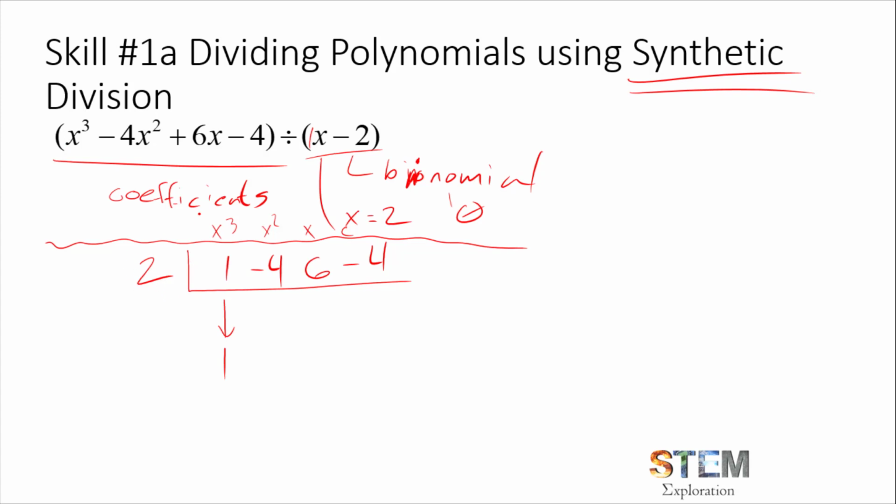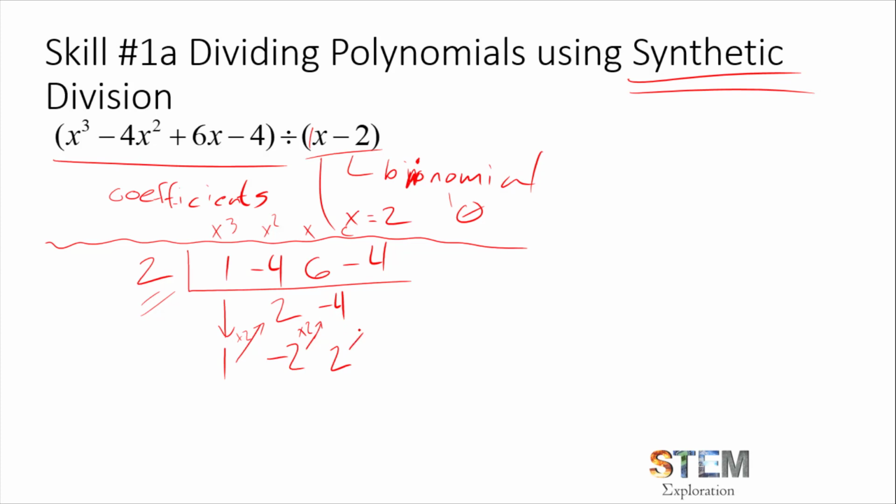The reason that you take the root is that it already applies the minus sign as you go through it. Then you always take this number and multiply it by this value here. So we go 1 times 2, and we put 2 here. Then you always add: -4 plus 2 gives us -2. Then -2 times 2 gives us -4, and 6 minus 4 is 2.